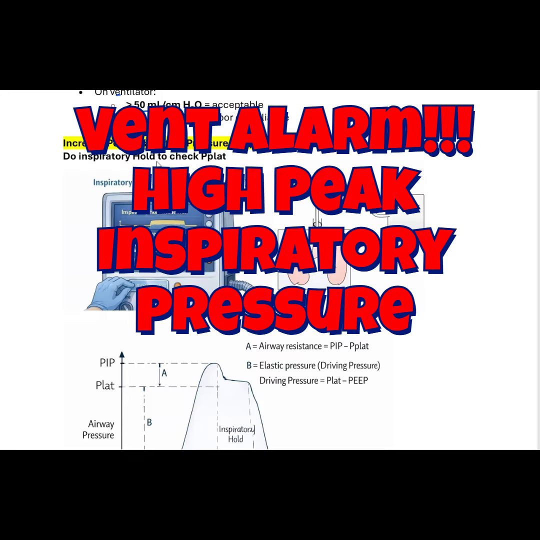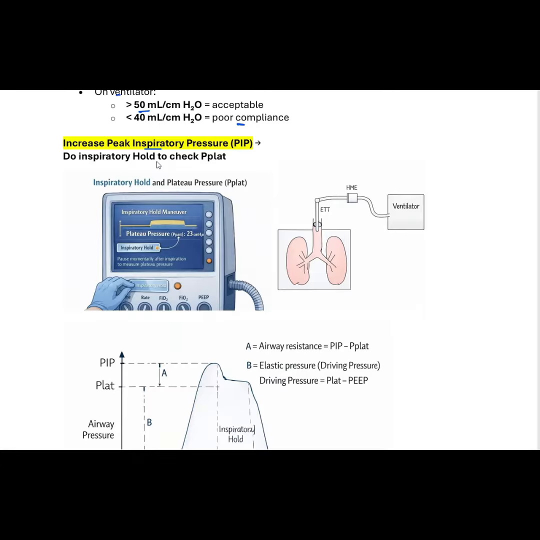The ventilator is alarming that there's an increase in peak inspiratory pressure. So how are we going to troubleshoot this? The first thing you want to do is an inspiratory hold, because by doing an inspiratory hold, that's going to eliminate the airway resistance, and that will give us the plateau pressure.